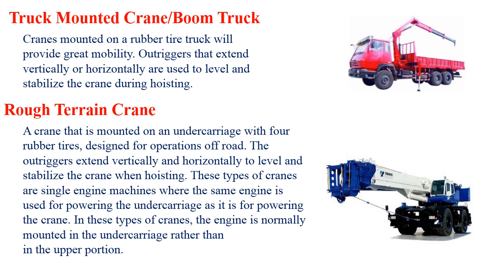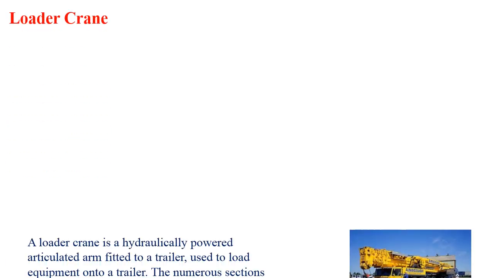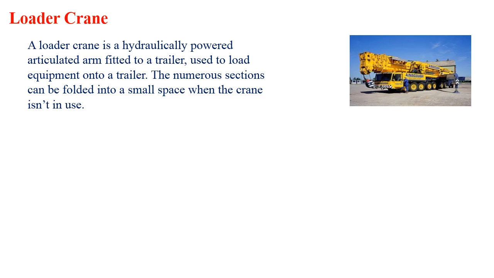These types of cranes are single engine machines where the same engine is used for powering the undercarriage as it is for powering the crane. In these types of crane, the engine is normally mounted in the undercarriage rather than in the upper portion. Next is loader crane. A loader crane is a hydraulically powered articulated arm fitted to a trailer used to load equipment onto a trailer. The numerous sections can be folded into a small space when the crane is not in use.